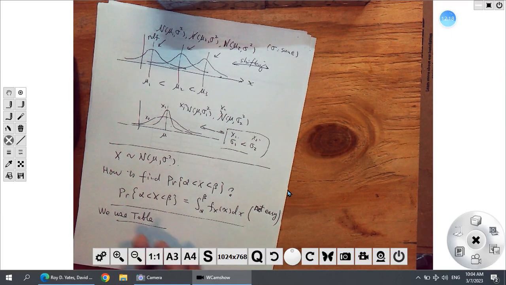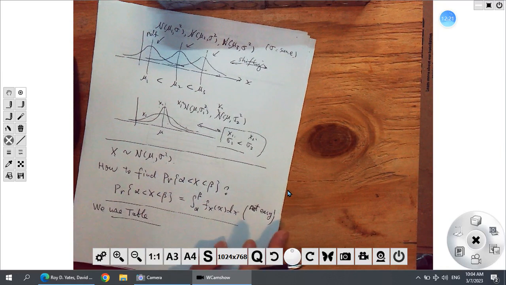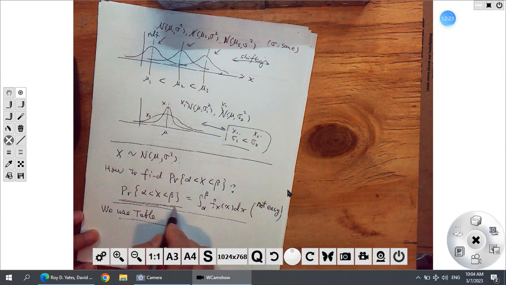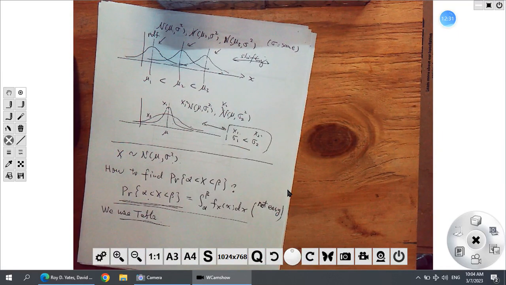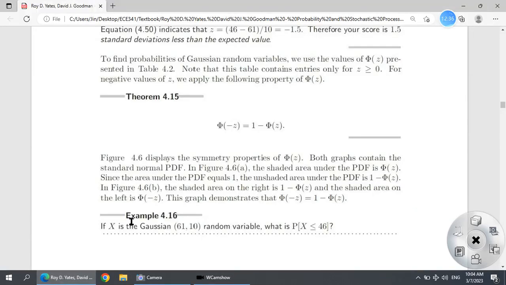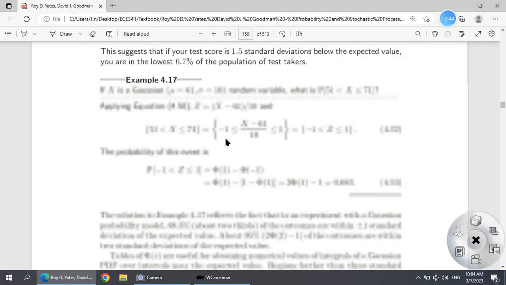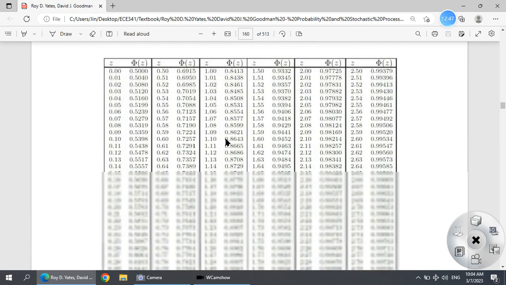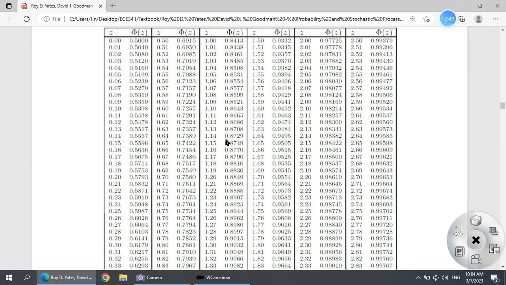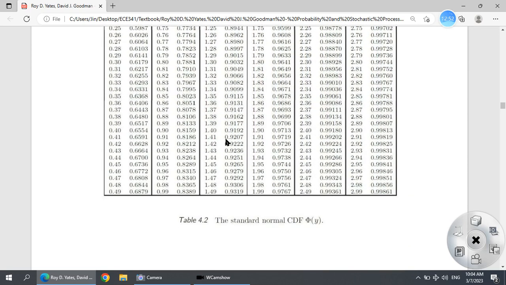This distribution is commonly used. We need a lot of calculation, we need to find this kind of thing, so we use a table to find this probability. First, let's use the table. The table is in the textbook, inside this section. Its name is the standard normal CDF.